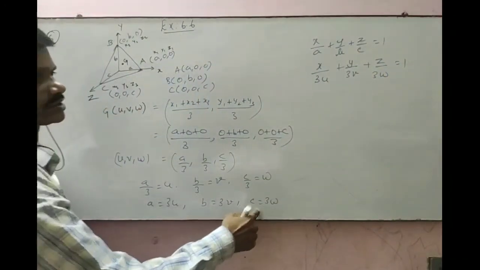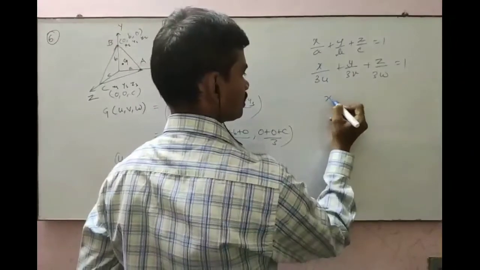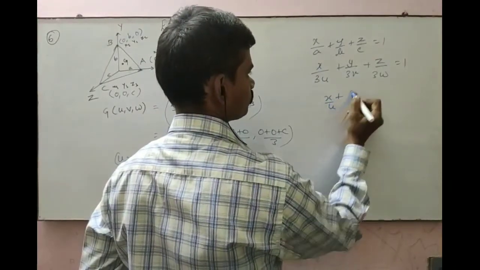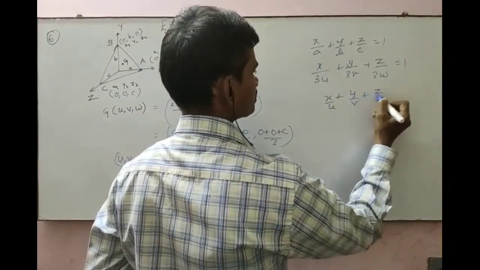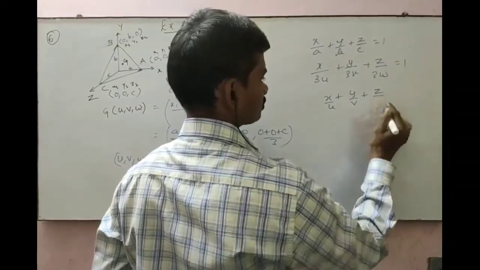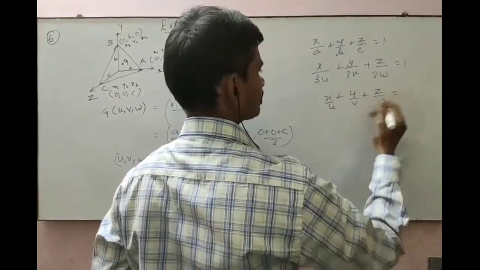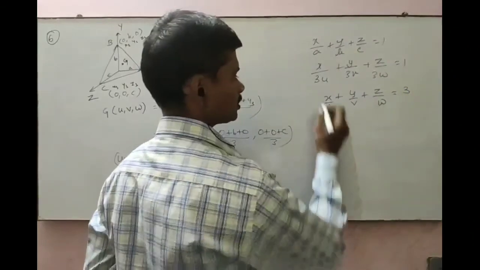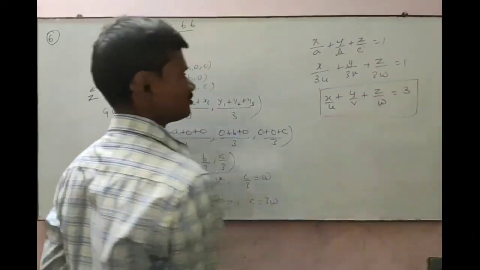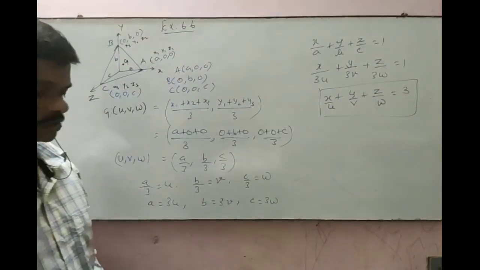Since 3 is common in a, b, c, take 3 common and cross multiply, and you will get this equation. x by u plus y by v plus z by w equal to 3.